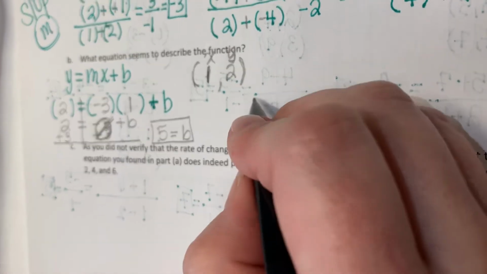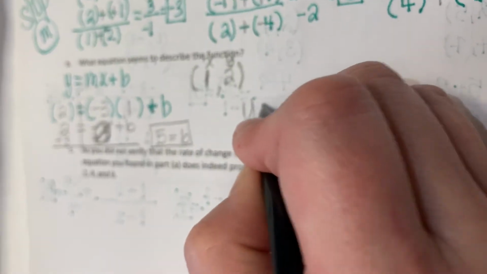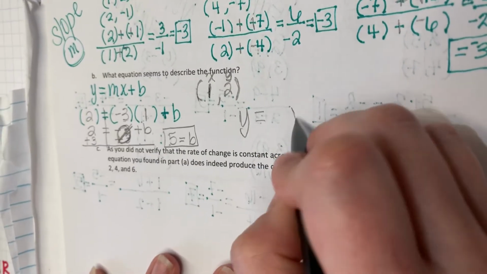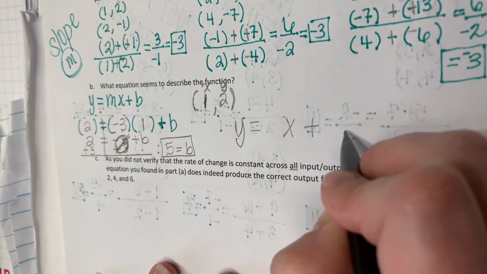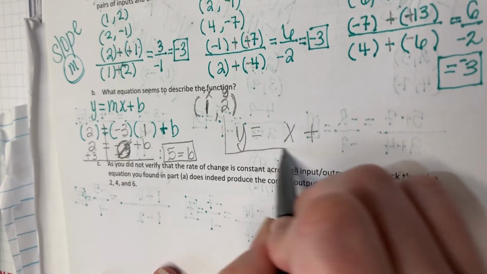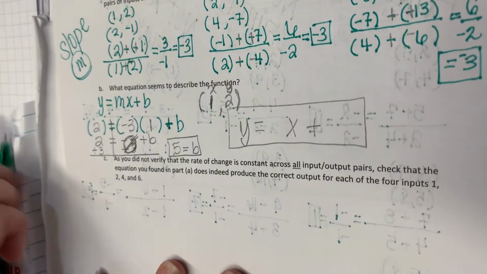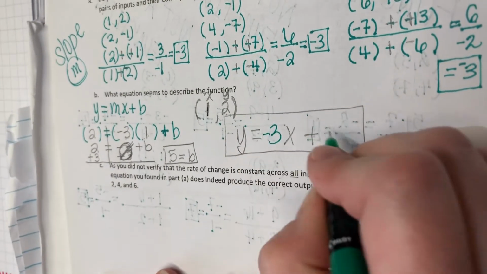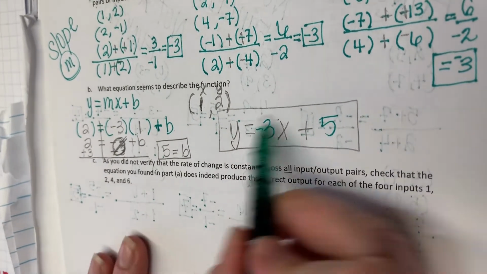So if I want to write my equation, I'm going to put y equals what number x plus what number? Y equals negative 3x plus 5. Very good. So that's the equation.